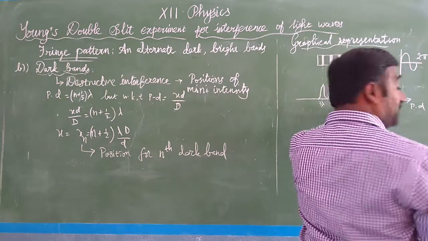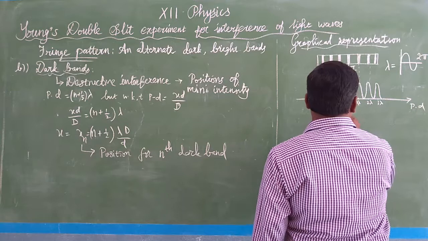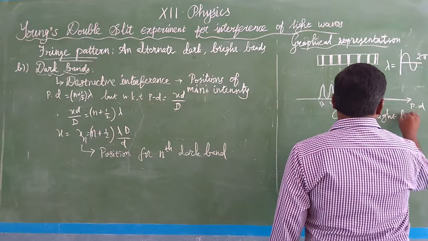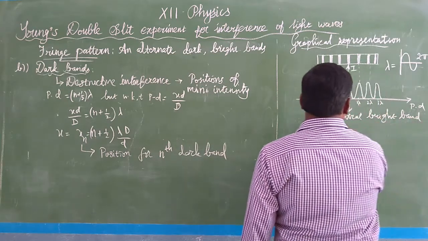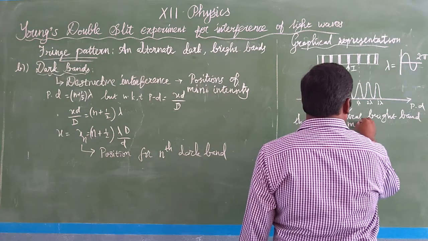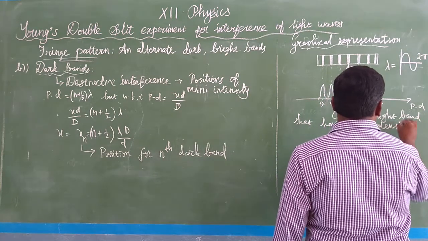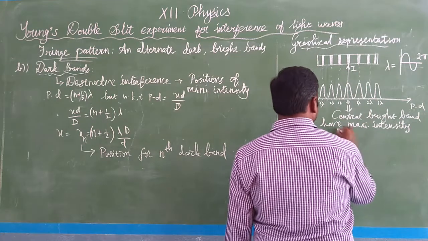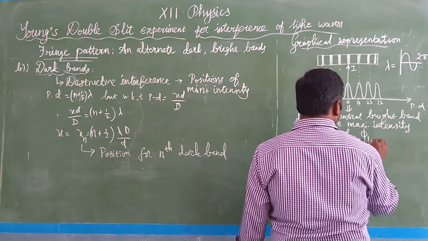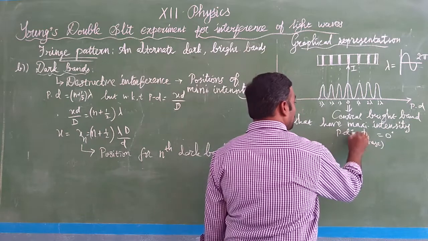Okay. So from this graph, the central bright band has maximum intensity. Maximum intensity, because the path difference is 0, and the phase is also 0 degree. Phase is 0 degree. Path difference is also 0.